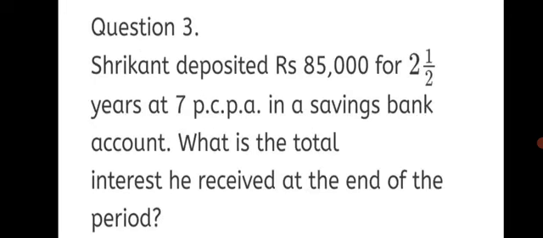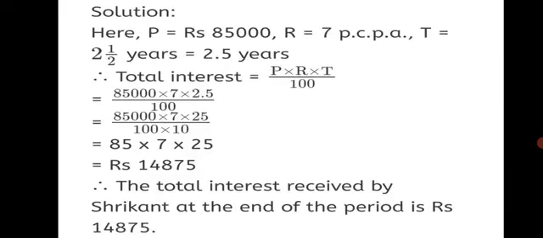Okay. Third question. Shrikant deposited rupees 85,000 for 2.5 years at 7 PCPA in a savings bank account. What is the total interest he received at the end of the period? So we have to find the interest. Let's have a look at the solution.